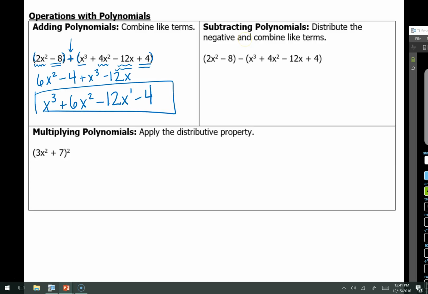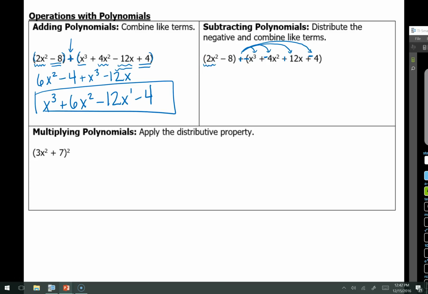With subtraction, we're going to take subtraction and turn it into an adding problem by distributing the negatives. So this negative we're going to distribute to all of these values in the second term. When we distribute it, those become minus, that one's a plus, and that one's a minus. Now this is exactly like the addition problem we just did.